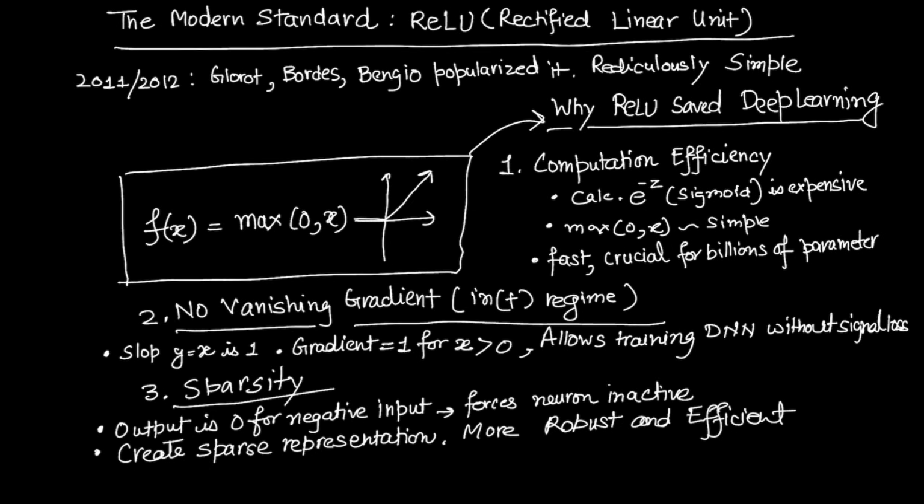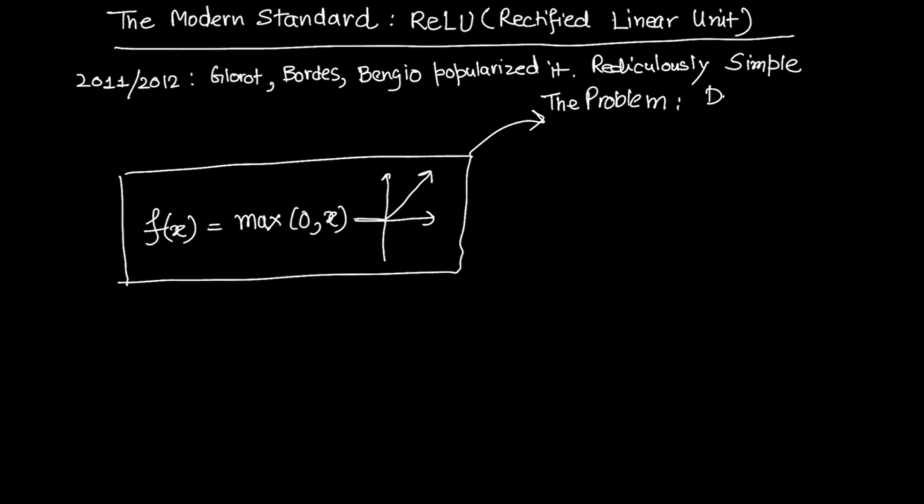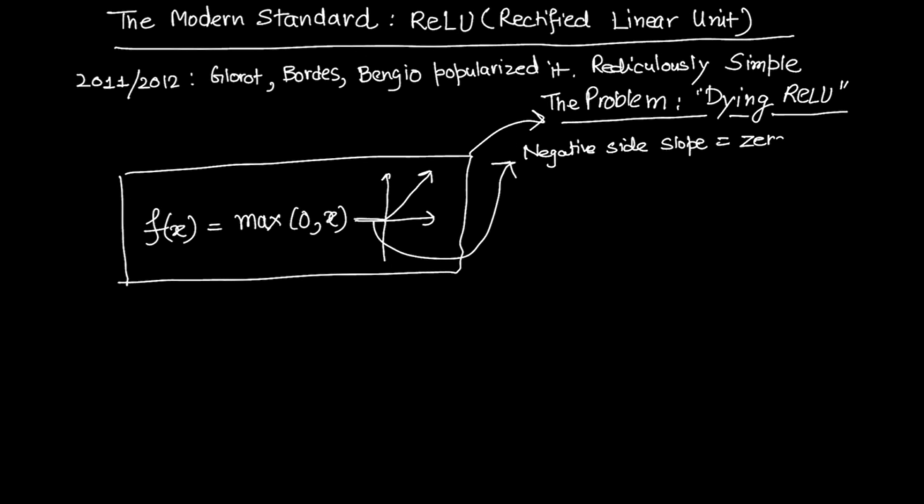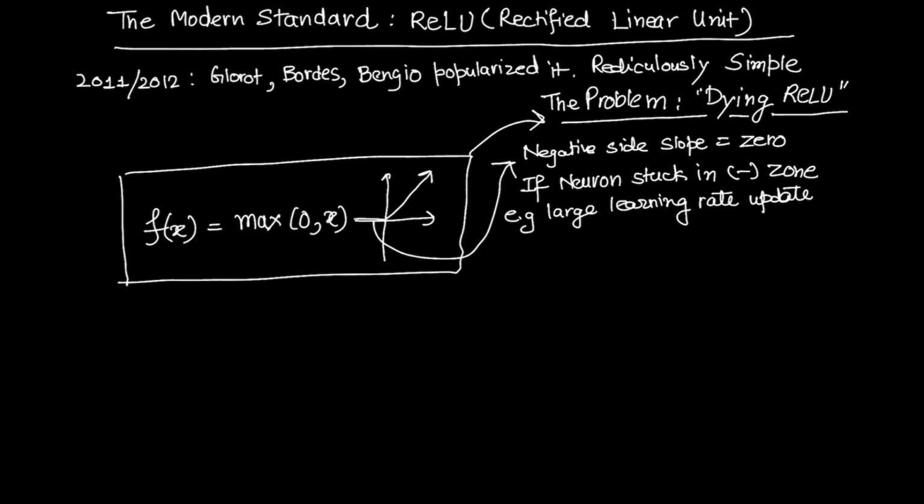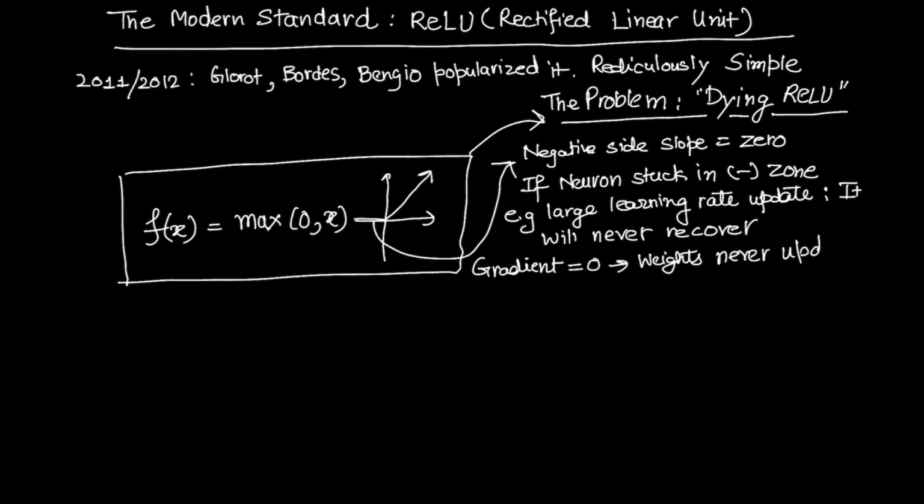But ReLU isn't perfect. It has a bug called the dying ReLU problem. Look at the negative side. The slope is exactly 0. If a neuron gets stuck in this negative zone, maybe due to a large learning rate update, it will never recover. The gradient will always be 0, the weights will never update, and that neuron is effectively dead forever.